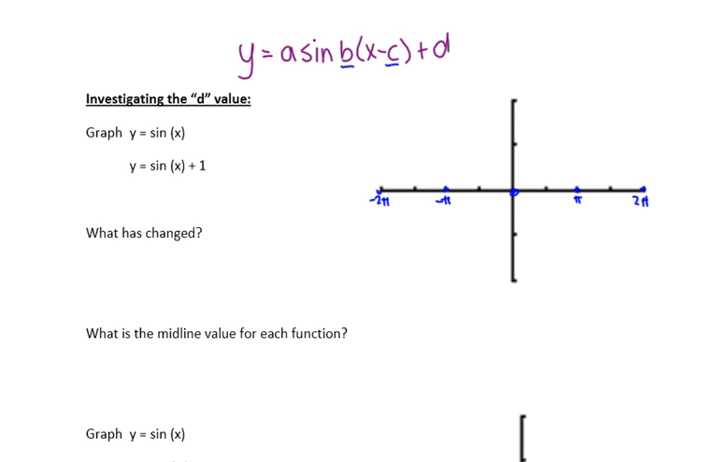Halfway between your first midline points, or your x-intercepts, is your max. And halfway between your other x-intercepts is your min. And then here. There we go.